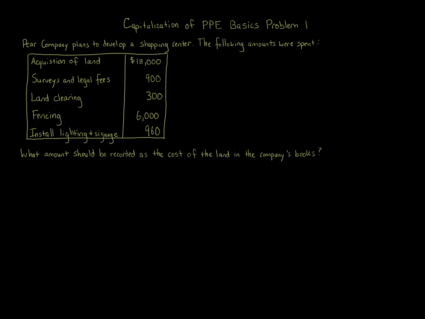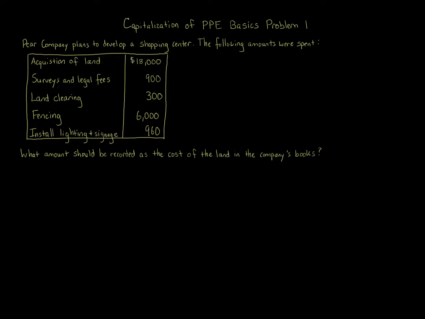Capitalization of PPE Basics, Problem 1. Pear Company plans to develop a shopping center. The following amounts were spent: acquisition of land $18,000, surveys and legal fees $900, land clearing $300, fencing $6,000, installing lighting and signage $960. What amount should be recorded as the cost of the land in the company's books?